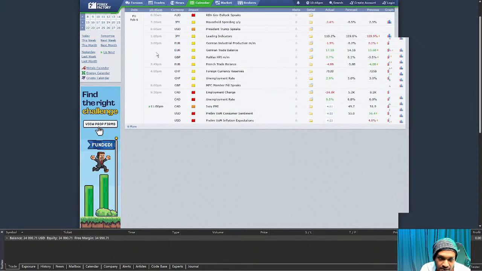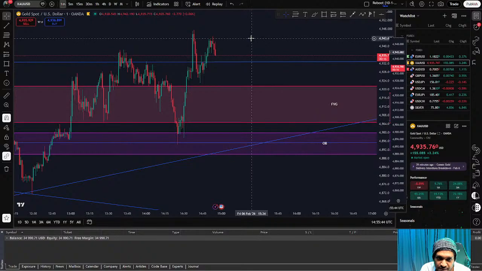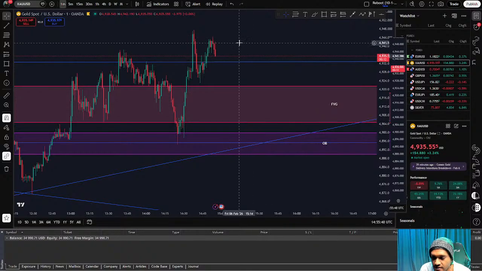As you can see, there's a countdown here. If you are looking at your MT4 or MT5, you can definitely look at the above left, the market watch.